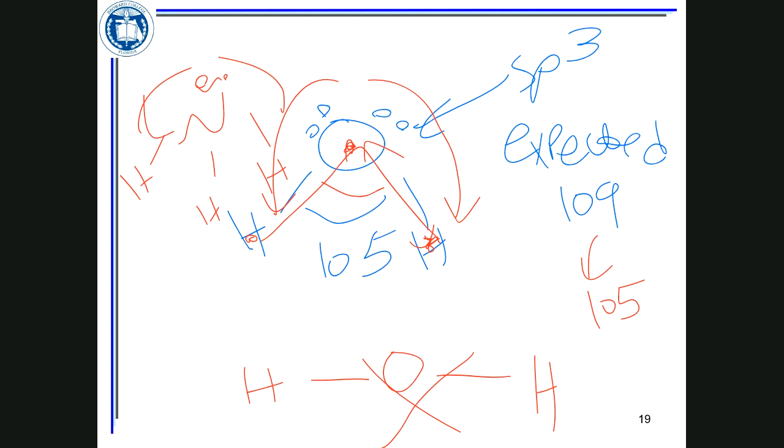Okay, question. Lone pairs always have a stronger repulsion than single, double, and triple bonds. Yes, exactly.